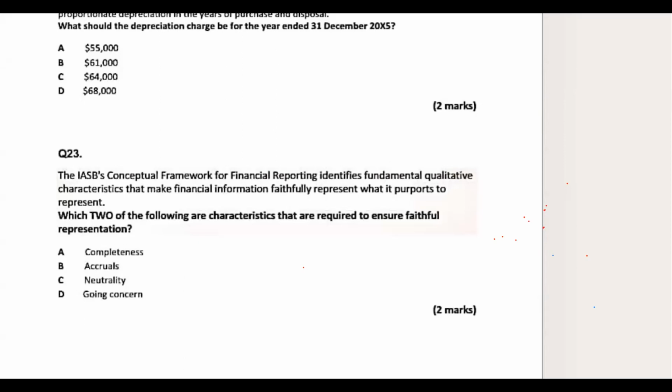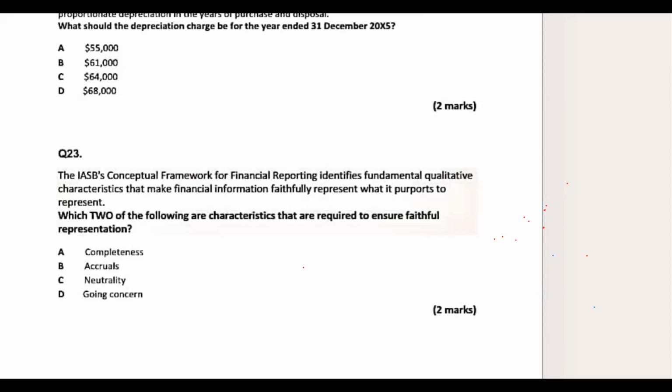Any explanation? For any financial reporting, sir, we should ensure that there is completeness. And as we do those, we usually have accruals. I don't know how to explain this, but I think A and B should be the answer. Yeah, that's my take. Thank you very much for that.